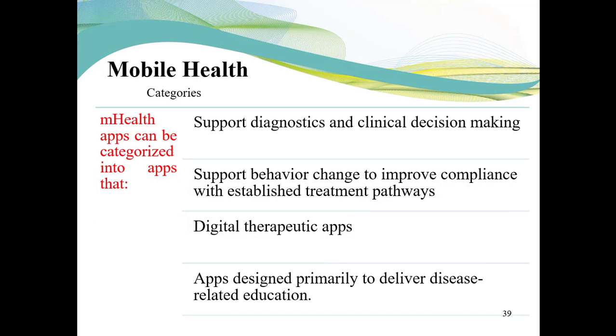The categories of mobile health. For example, mobile health apps can be categorized into apps that support diagnostic and clinical decision making, support behavior changes, and digital therapeutics apps, and also apps designed primarily to deliver disease-related education.